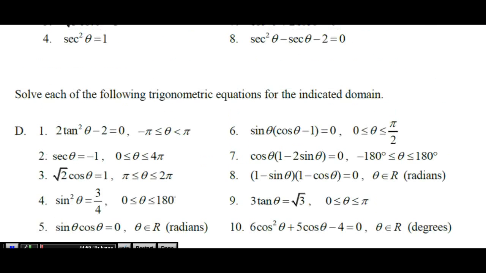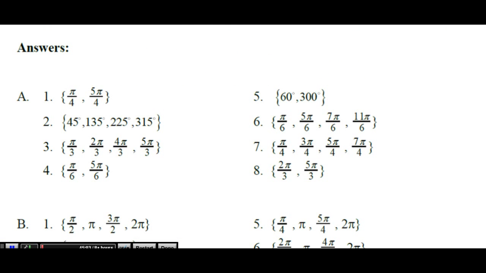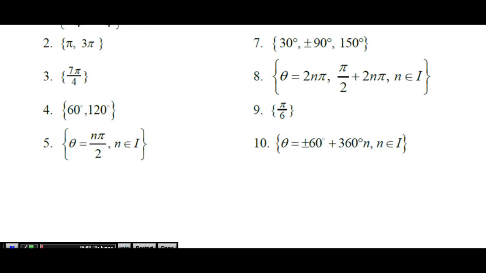Okay, and then answers must be on the next page. Here are your answers. Okay, so restricted domains, and here's general solutions here.